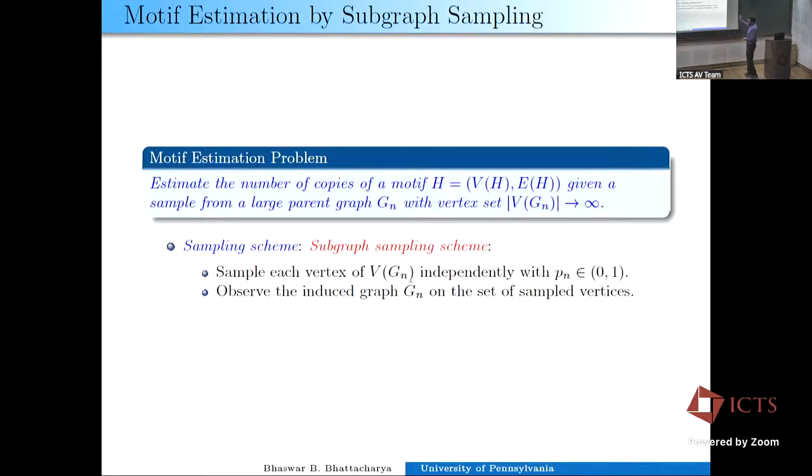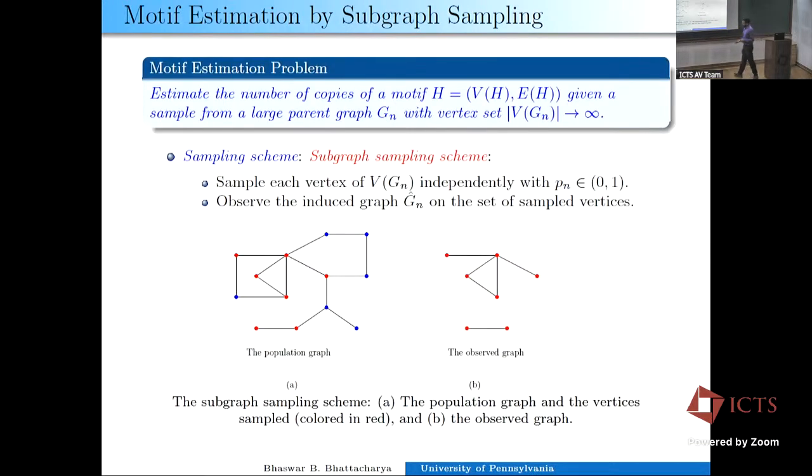This is the first kind of sampling scheme you can think of, and it is called the subgraph sampling scheme. You fix a sampling probability p, and you have your population graph, Gn. You sample every vertex of the graph independently with probability p, and then you observe the graph on the set of sampled vertices. Here's the picture. Let's say this is the population graph. For every vertex, I toss a coin with probability p. If the coin comes up heads, I color it red. And what I observe is the graph on the set of red vertices.